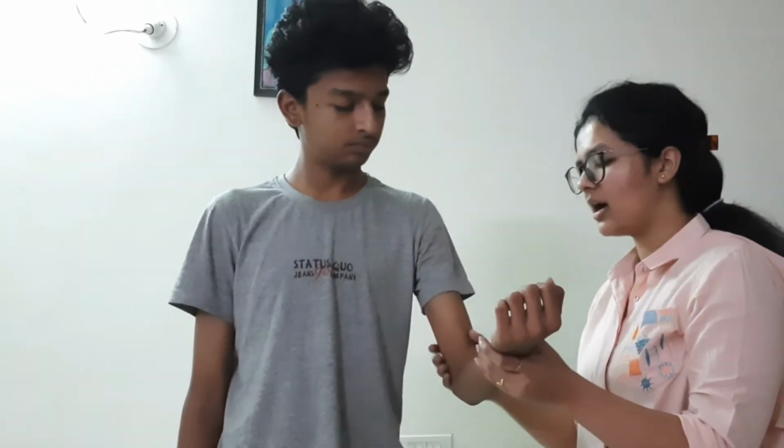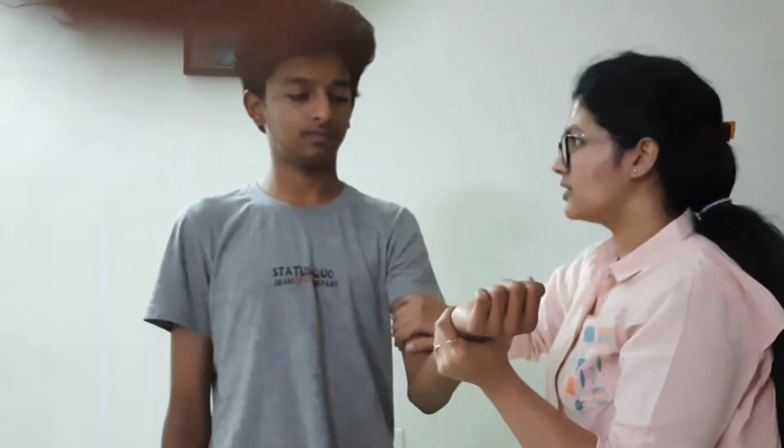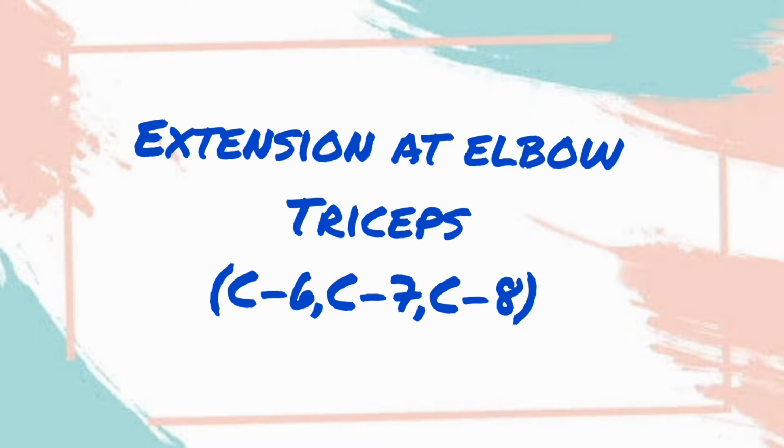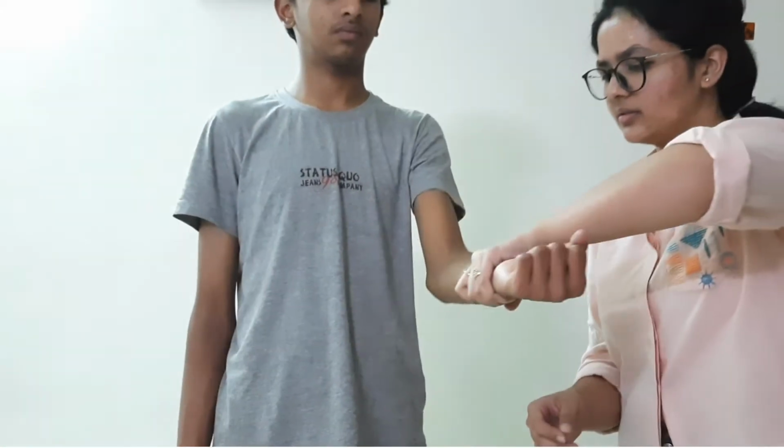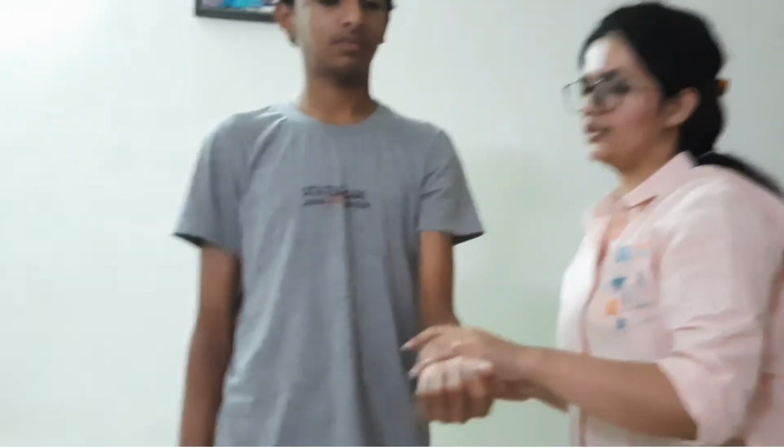To test the flexion at C5, C6, that is the biceps, ask the patient to flex his arm and hold one of your hands here and the other one here. Darshan, can you pull it against the resistance? Okay. Now, for the extension of the arm, ask the patient to extend it against the resistance. Okay, thank you.